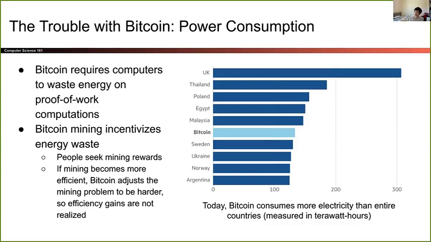So there's no way to escape from the massive amounts of electricity use if you're using proof of work. Bitcoin uses more electricity currently than the country of Sweden and the country of Ukraine and Norway and Argentina, which is a lot of electricity. It's nothing compared to, say, the US or the UK, but it's still a lot of energy that goes into hashing that ultimately doesn't actually do anything other than prove work. So it's kind of not great, especially for the environment.